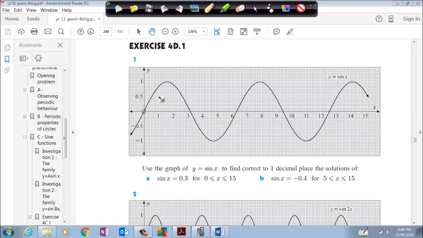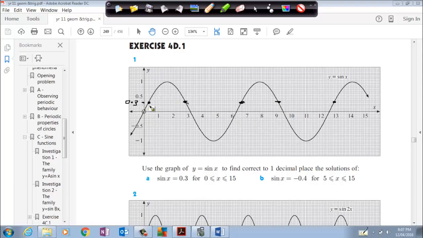Now, when is it 0.3? Well, 0.3 on the y-coordinate is here. Whenever the sine x value, which is the y value, is 0.3, it's going to occur at that point there, that one there, there, there, and there. So we're expecting 5 answers.